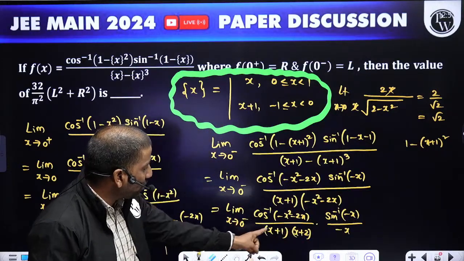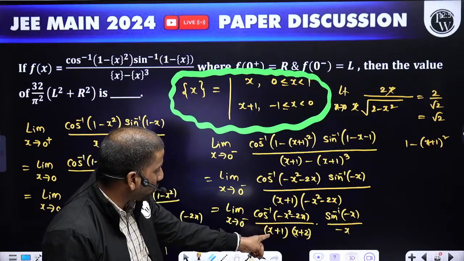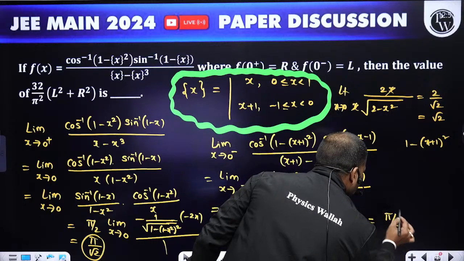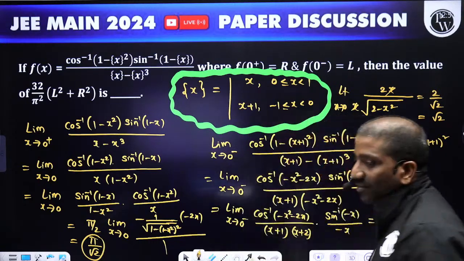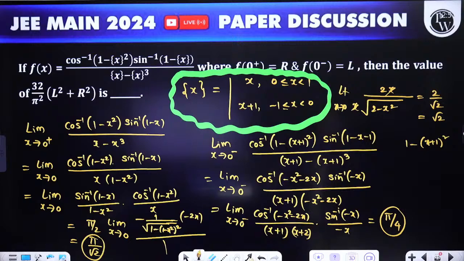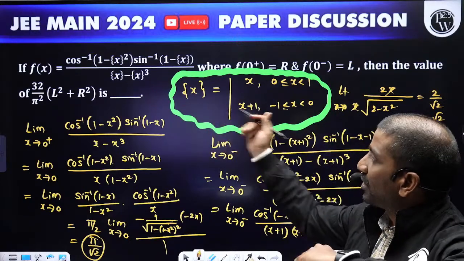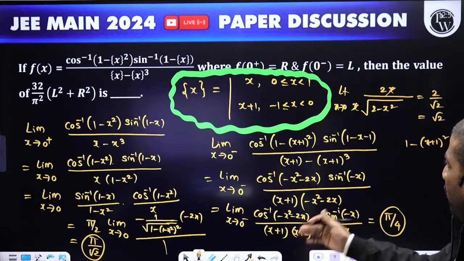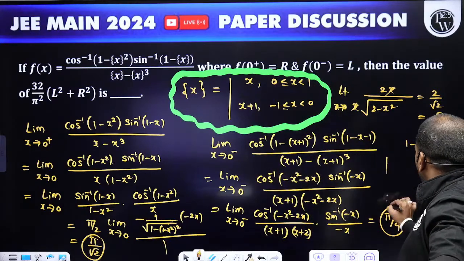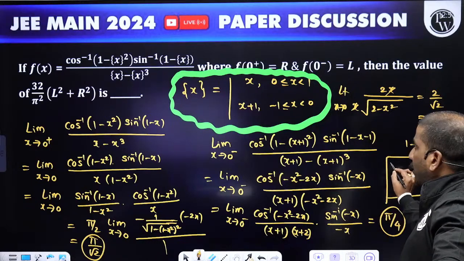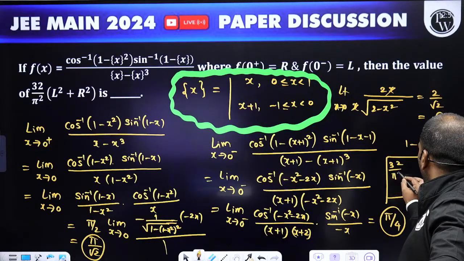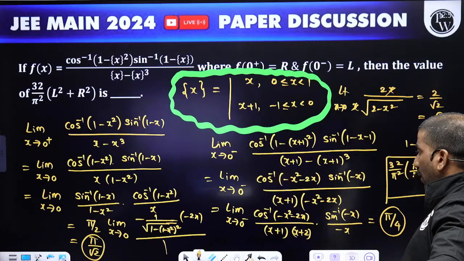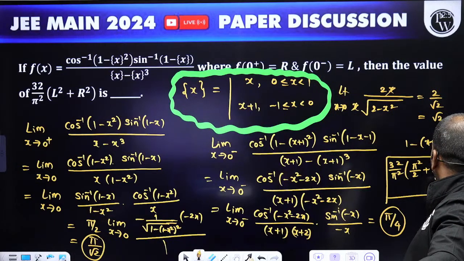Right? x is equal to 0. Cos inverse of 0 is pi by 2. This is 0, 2. So what do you get? Pi by 4. Right? So that's all. So just substitute both the values, L square plus R square. Substitute L is pi square by 16 and pi square by... So what do you get here? 32 by pi square and pi square by 2 plus pi square by 16.